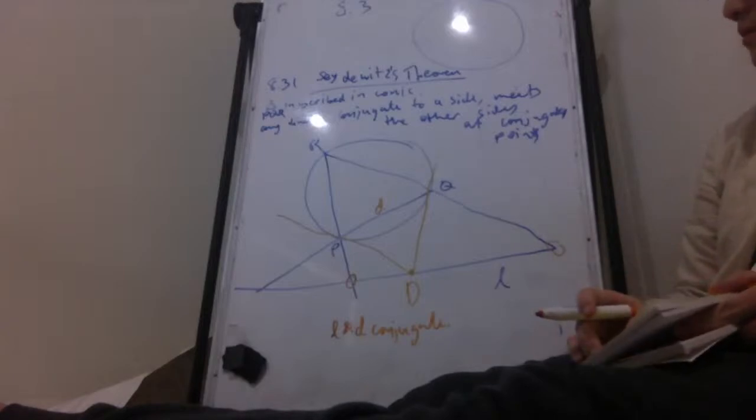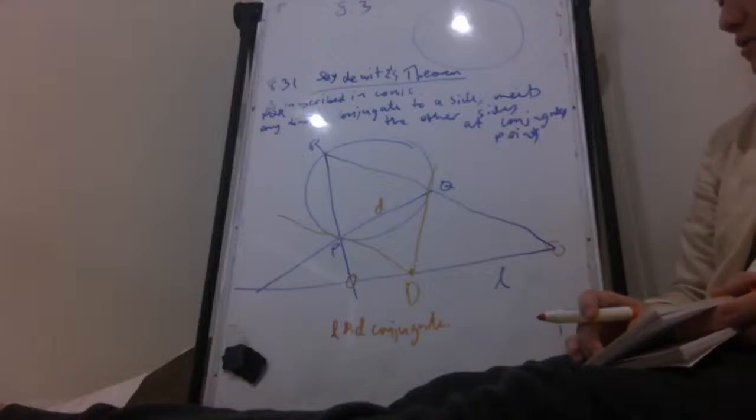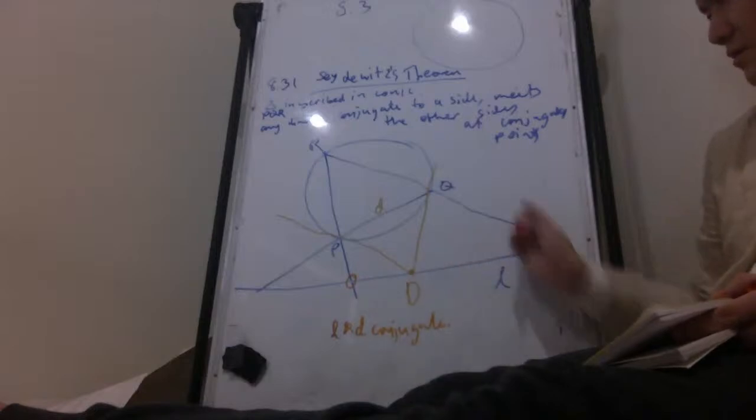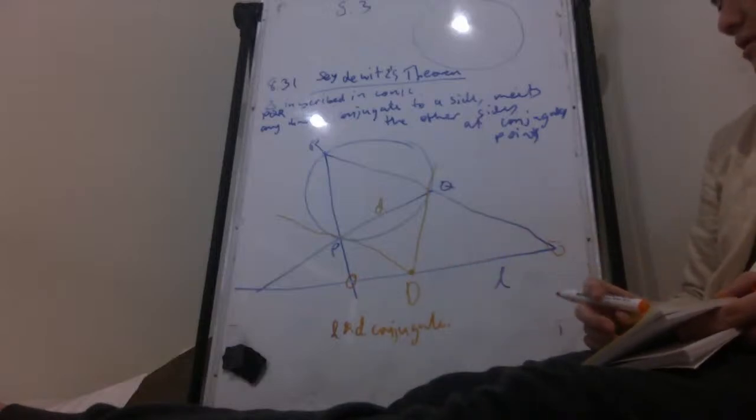I don't know why I'm going by the book. I can basically see what's going on. Okay, so what does it mean for the points to be conjugate? It means the polar of this point passes through the other point.